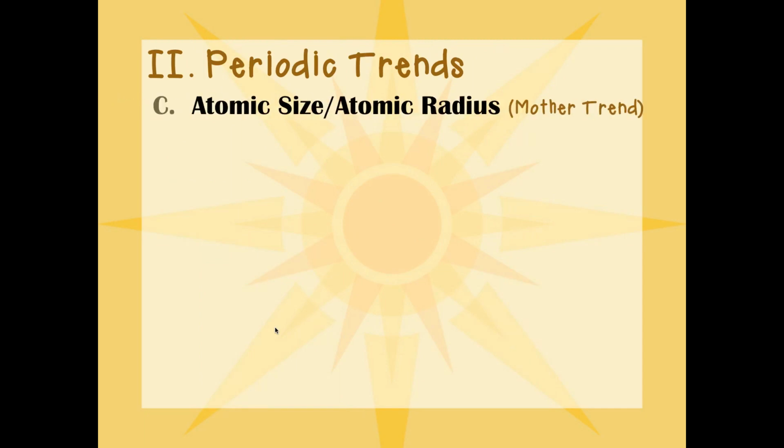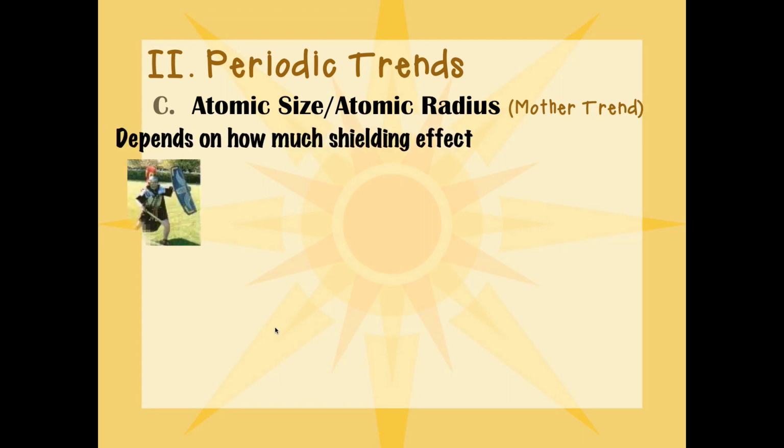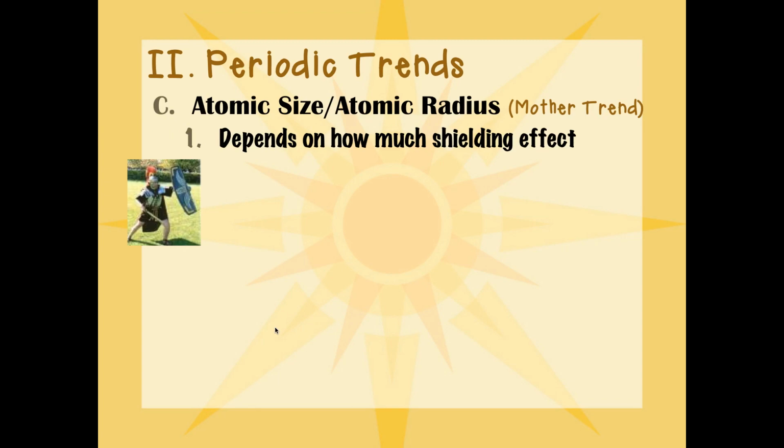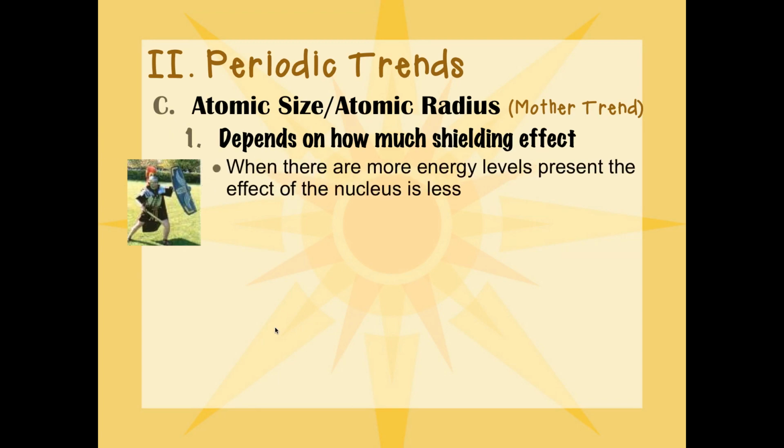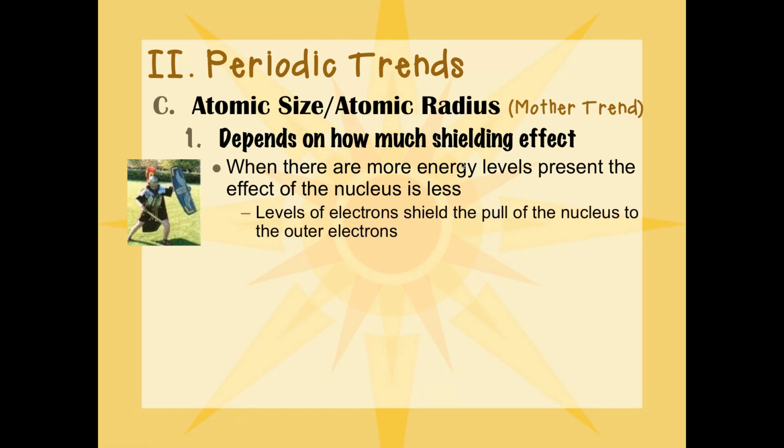The first trend I want to talk about is called atomic size or atomic radius, which is like the mother trend, meaning that it is the leader and it gives birth to all the other trends and really helps you explain anything else by thinking about this. The size of an atom depends on how much of a shielding effect there is. And here's what this means. When you have a nucleus in the center of an atom and you've got different energy levels, when there are more energy levels around that nucleus, the effect of that positive attraction is less. It acts like a shield. Those energy levels are blocking the power of the nucleus to pull the outer electrons in. So it's shielding it. That's why it's called that.